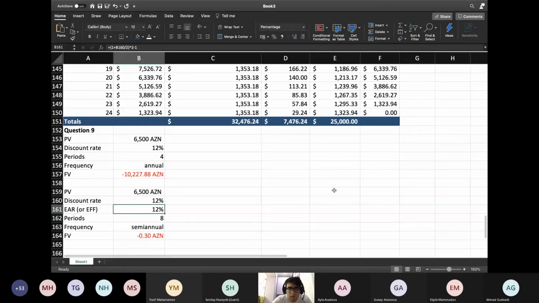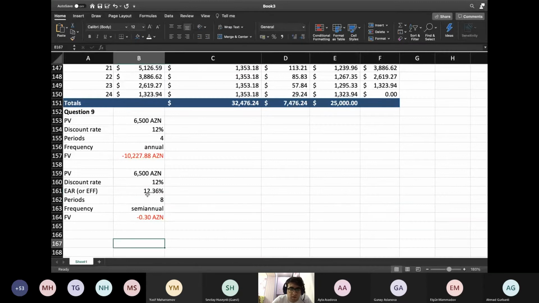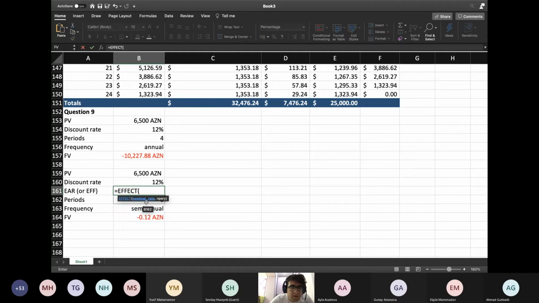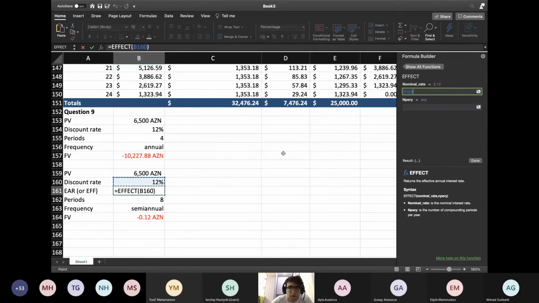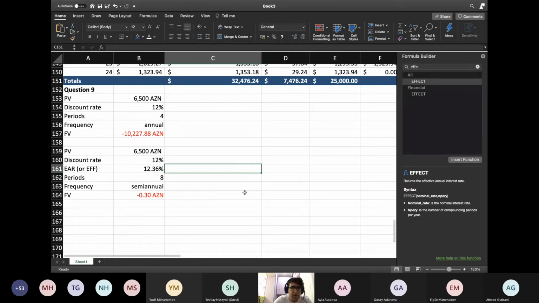We'll close it. 12.36%. We calculated this manually. Or in Excel, we also have a formula for EAR: equal EFFECT, choose nominal rate, comma, number of periods. It means the frequency. If this is semi-annual, it means we have 2 periods in 1 year. Type 2, the same result we get. You can choose from here, or type effect from the function wizard. Nominal rate, 2. 12.36%.